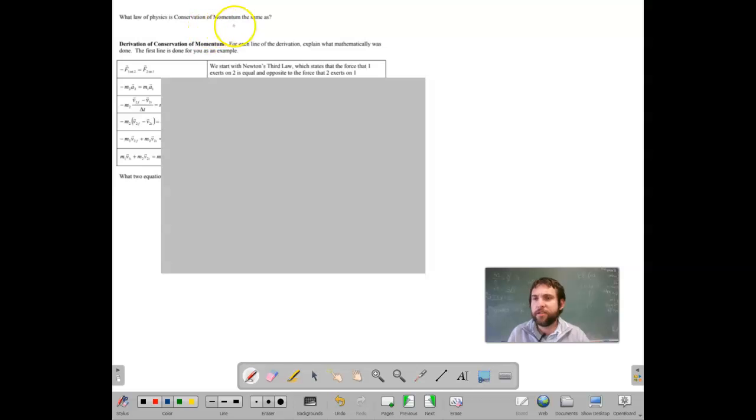What law of physics is conservation of momentum the same as? Well, for momentum, we're just going to say it's the same thing as Newton's third law. We all remember Newton's third law because it is useful to us in our problem solving. What do you mean you don't remember Newton's third law? We talked about it for several weeks.